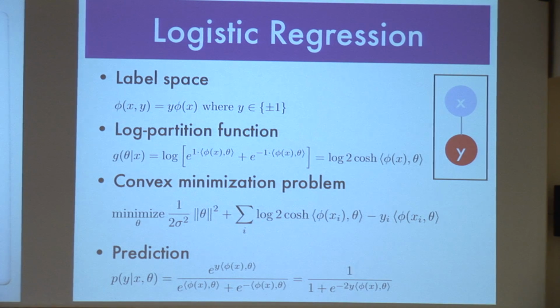Let's do logistic regression. So for the label space, we have phi of x and y. It's just y times phi of x. The log partition function, well, we know what it looks like. It's the log over the term with the 1 and the term with the minus 1. It's just log 2 cosh of the inner product between phi of x and theta. And then I get a convex minimization problem that I can solve with any of the methods that Vichy or Manfred talked about. It's a simple optimization problem. And then for prediction, I just plug it back in. All I've done here is make my life easier by dividing by that exponential term. So we get this.